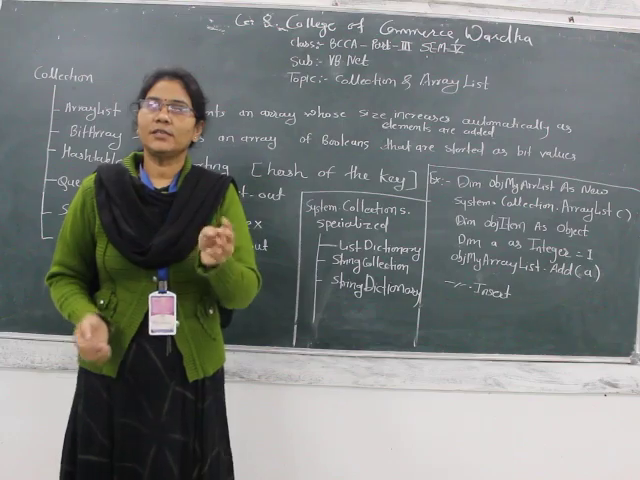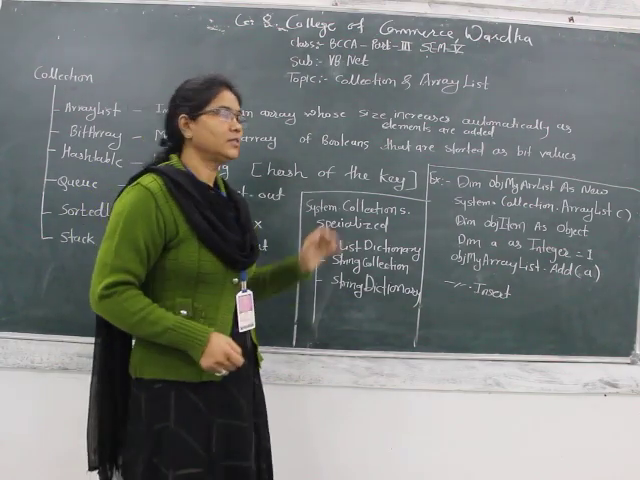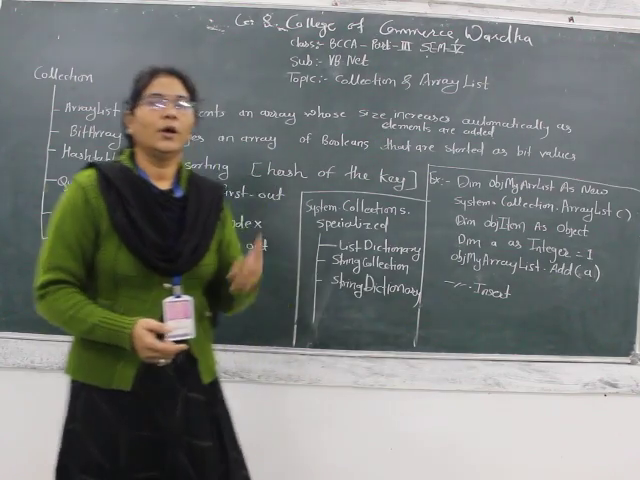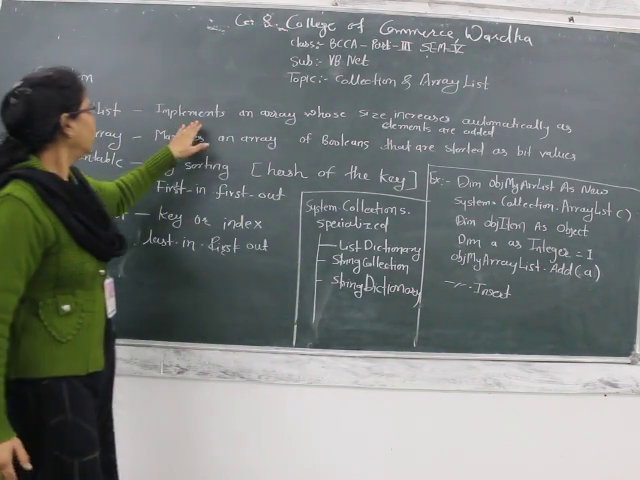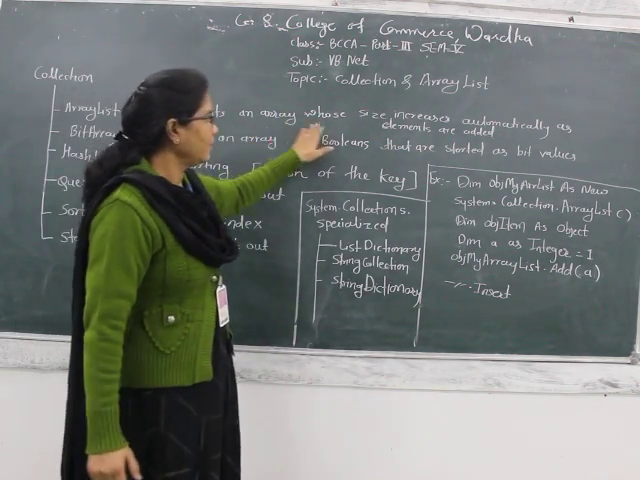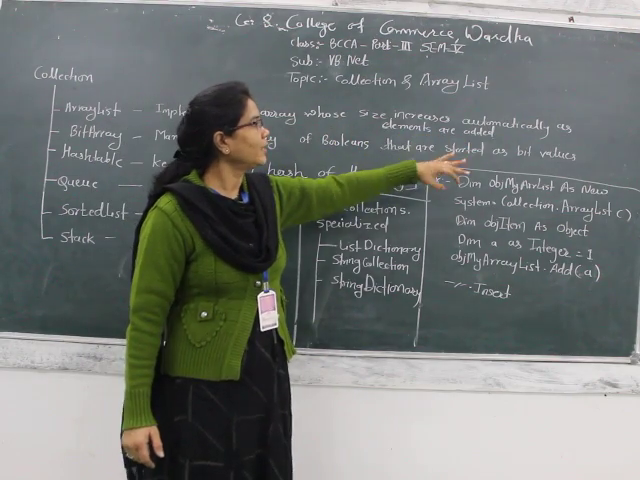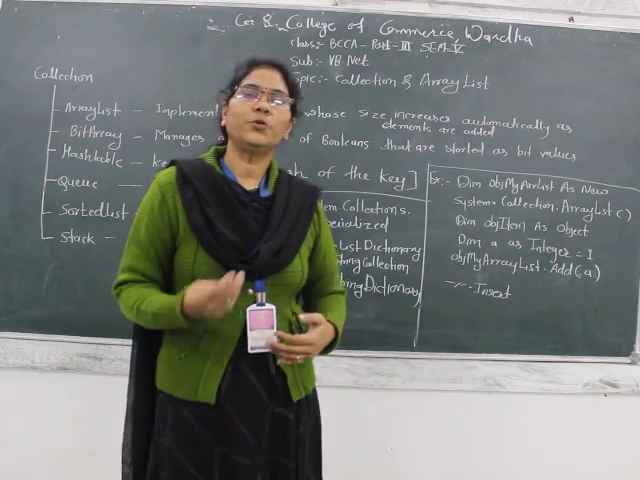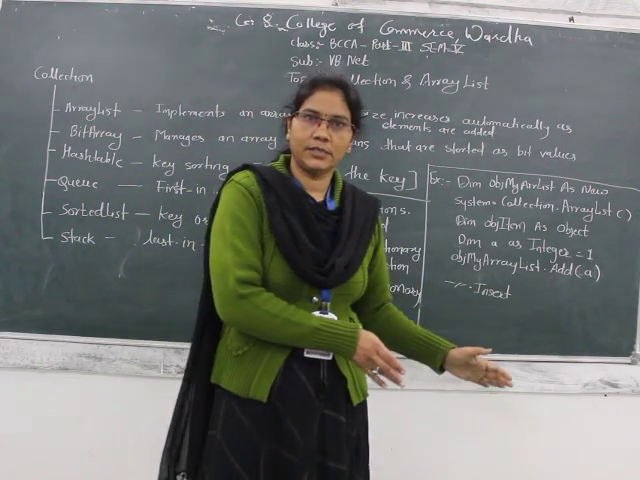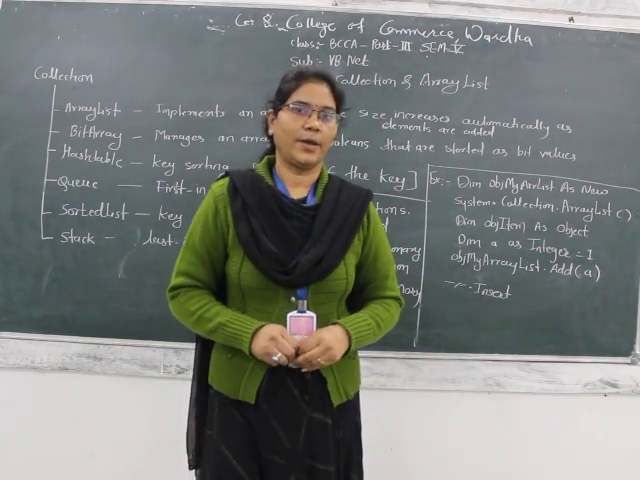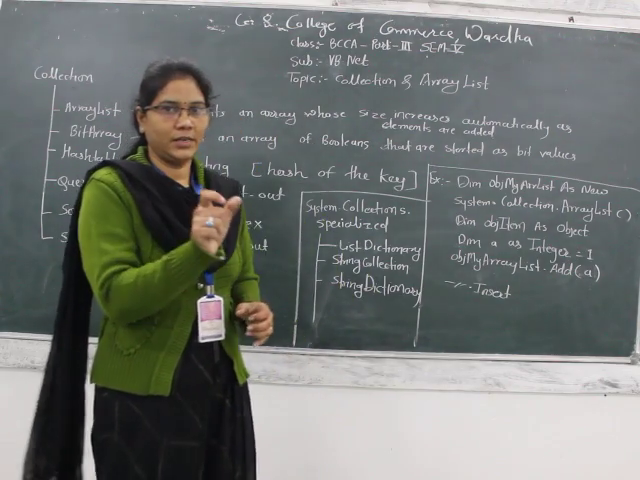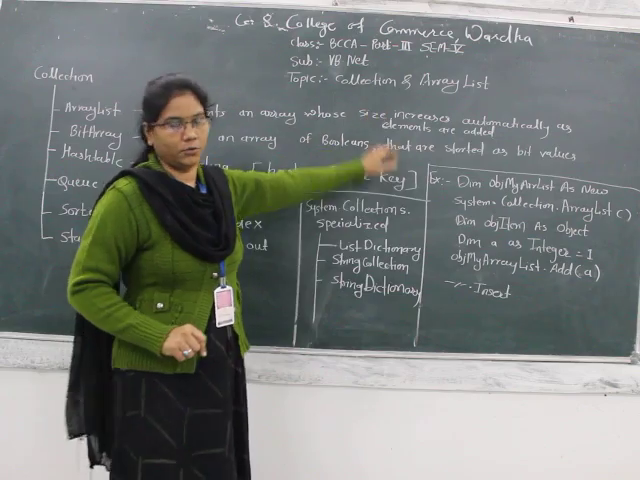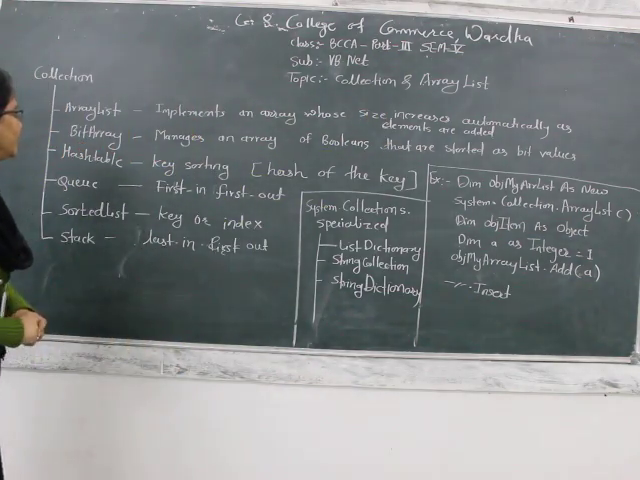When we add some element in that array list, the size of that array list will increase. It implements an array whose size increases automatically as elements are added. That means we can add many more elements in that array list as per our requirement. So it is a basic need, and that's why we use the array list from the collection. Then the next one is bit array.